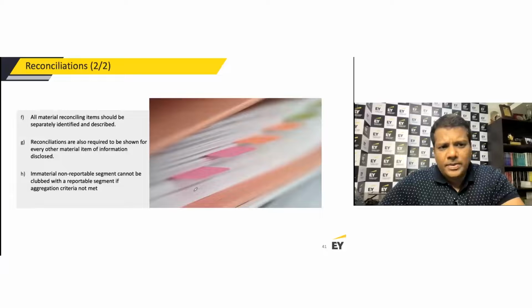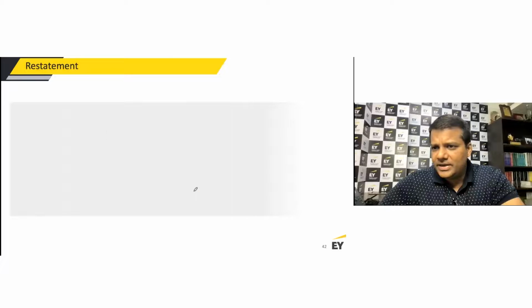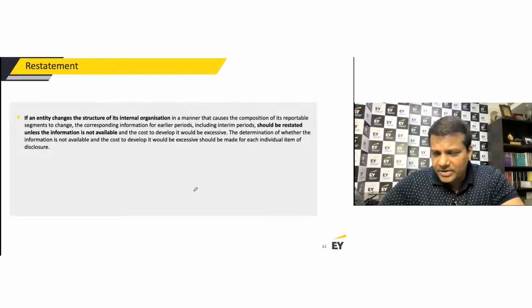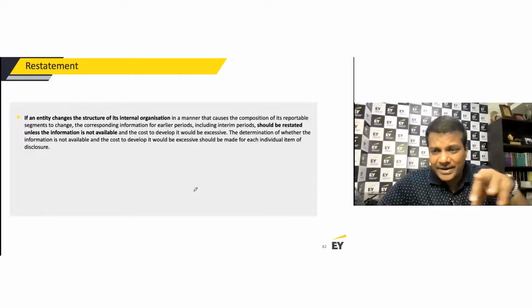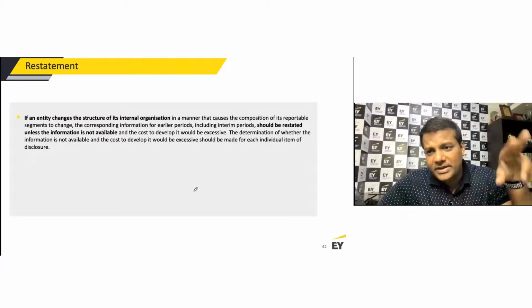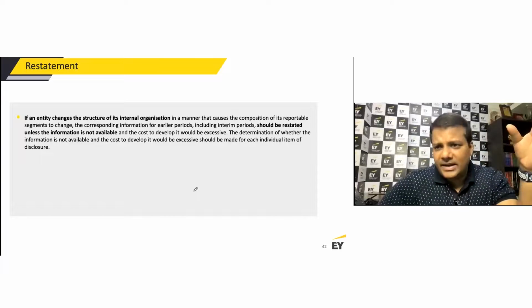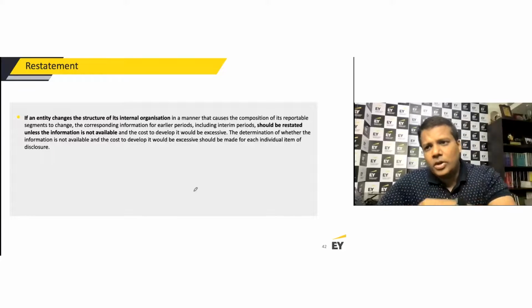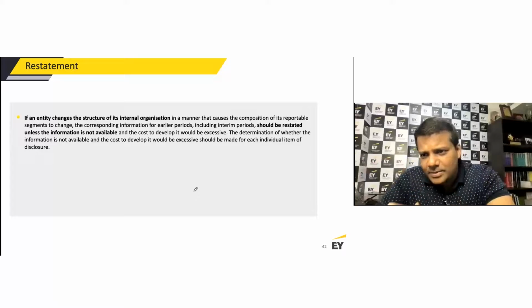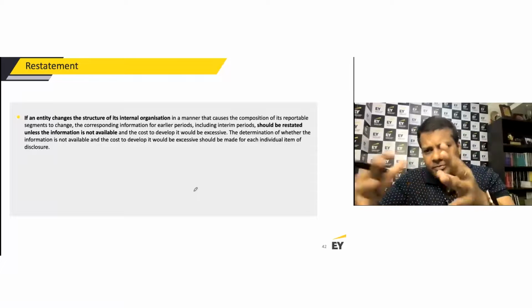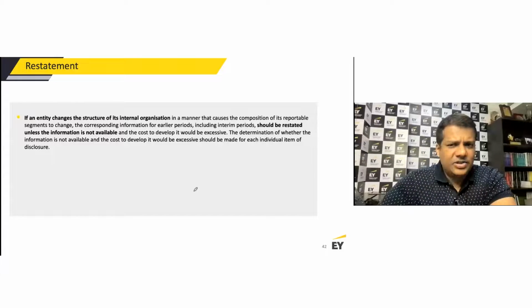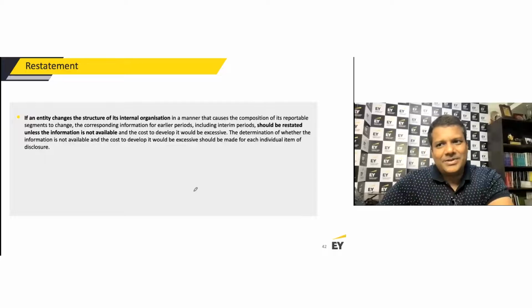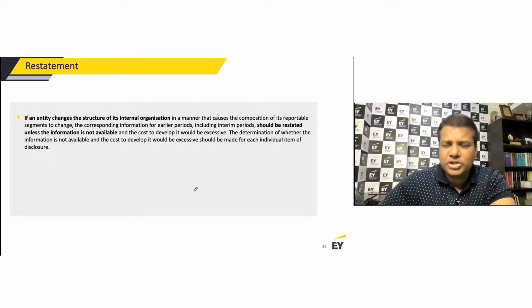Non-material segments cannot be clubbed with a reportable segment if aggregation criteria are not met. So non-material cannot be clubbed with material, right? You can only club if it is already meeting the materiality criteria, which is defined as 10%. So you need to meet them all, right? If you're trying to club two non-material segments, less than 10%, then you can club if you meet the majority of the aggregation criteria. What were those aggregation criteria? The nature of product and services, right? The production process, the customers, the distribution, and the regulatory environment, right?